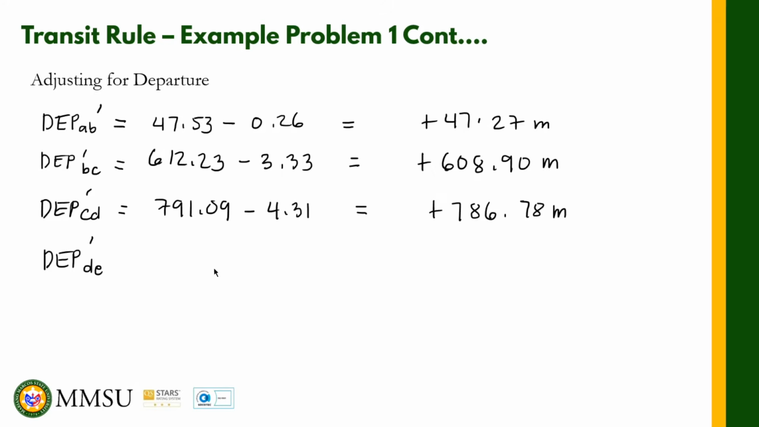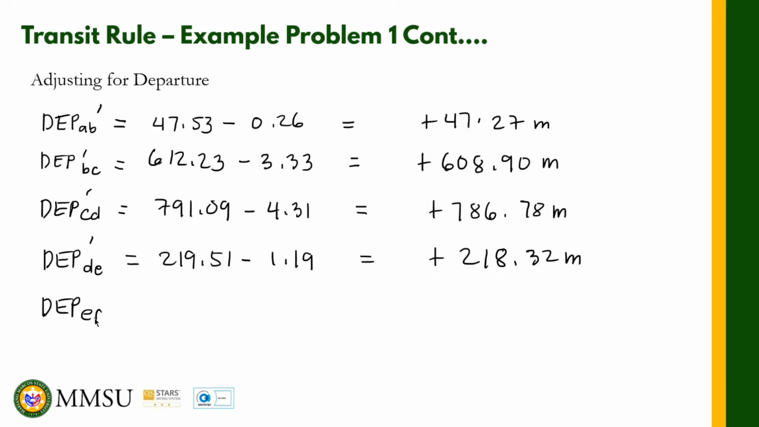Next, for the adjusted departure for DE, the original was 219.51. So we need to subtract the computed correction of 1.19, and we should come up with positive 218.32 meters.